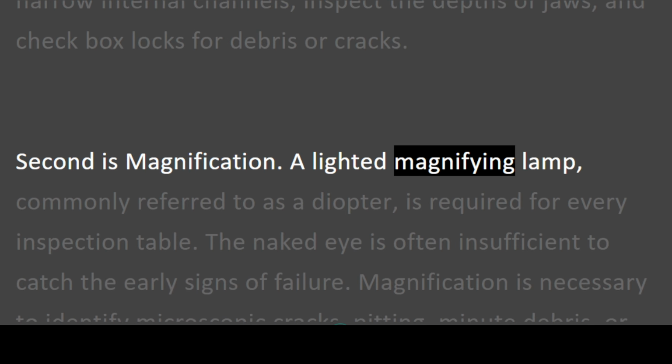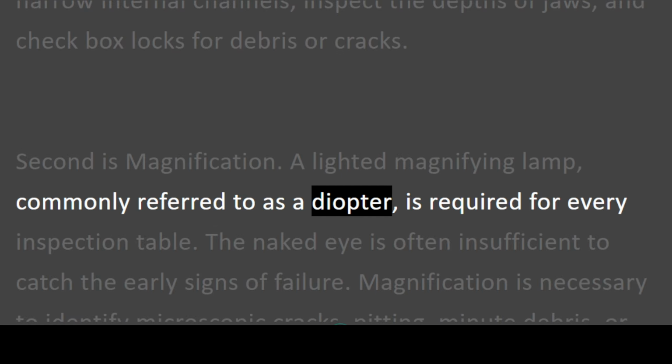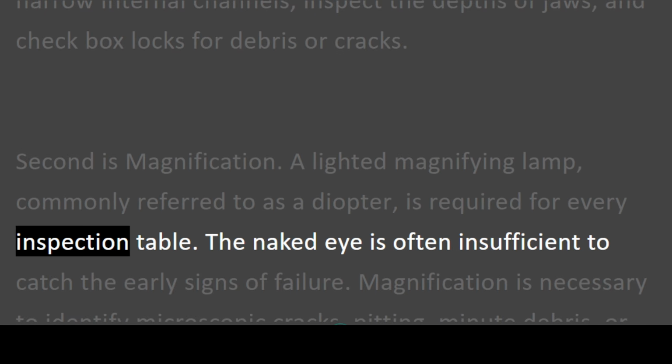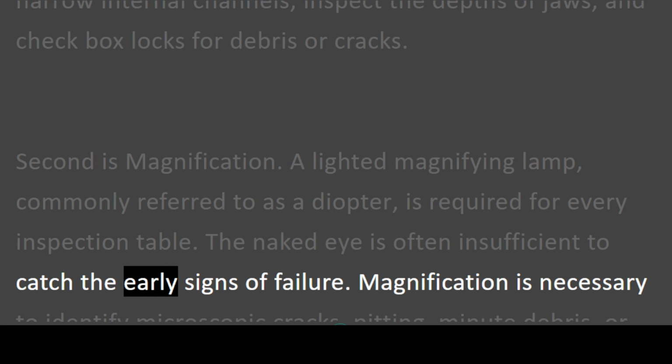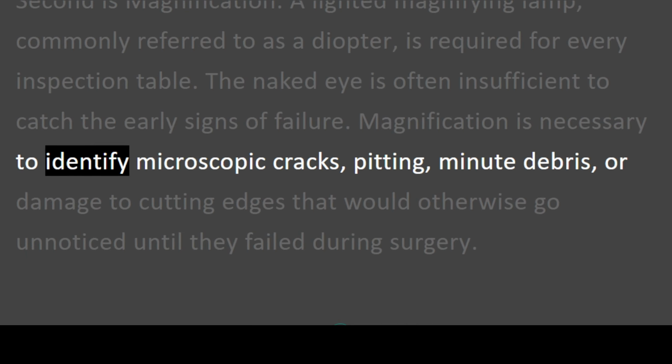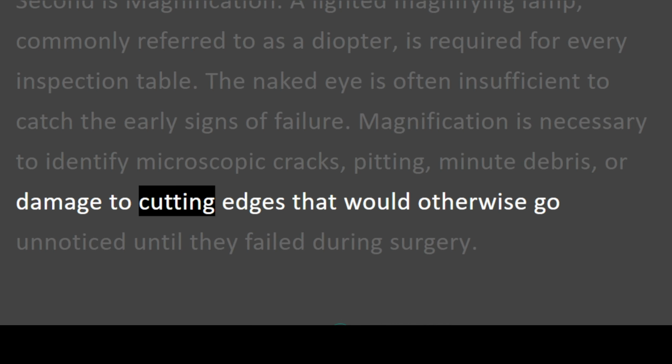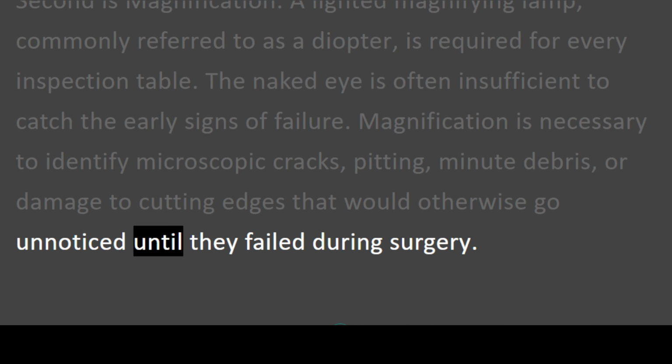Second is magnification. A lighted magnifying lamp, commonly referred to as a diopter, is required for every inspection table. The naked eye is often insufficient to catch the early signs of failure. Magnification is necessary to identify microscopic cracks, pitting, minute debris, or damage to cutting edges that would otherwise go unnoticed until they failed during surgery.